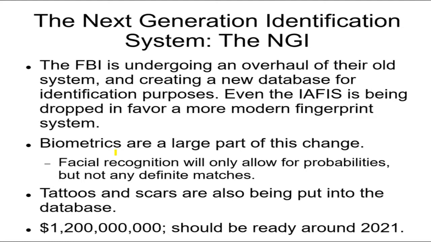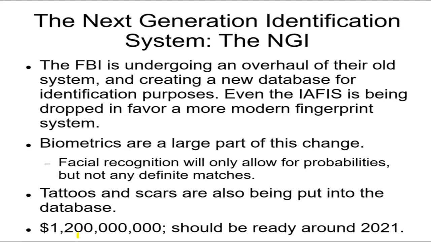However, at this point they are not going to be used for actually proving guilt or anything like that. Even if there's a match, it just allows probabilities: we'll say it's more probable that they were involved in the crime. But we can't prove a person guilty or assume or suggest a person's guilty based on the facial recognition of the biometrics. The things that are put into the database are tattoos and scars.